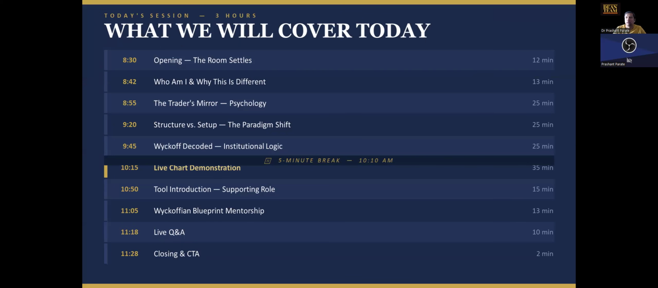So first, there is some time given to settle the room. Then I will cover who I am and why this is different. Then we'll go through the psychology, then how to shift the paradigm from structure versus setup, what should be better, what you have to follow. Then we'll decode institutional logic, what is Wyckoffian logic, and we'll have some break. Then some live chart demonstration, tool introduction, and the Wyckoffian Blueprint Mentorship Program.